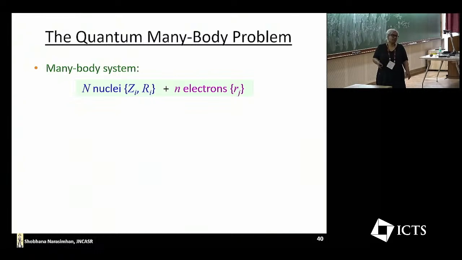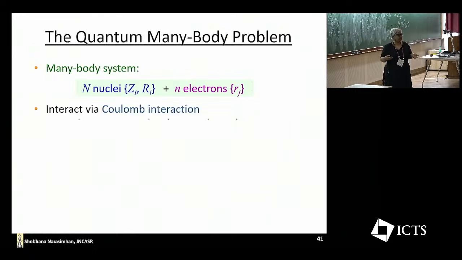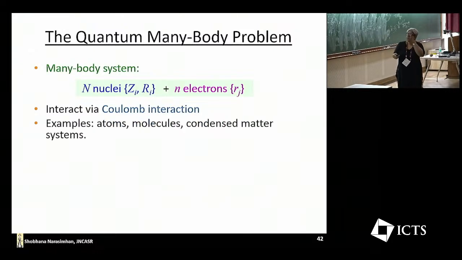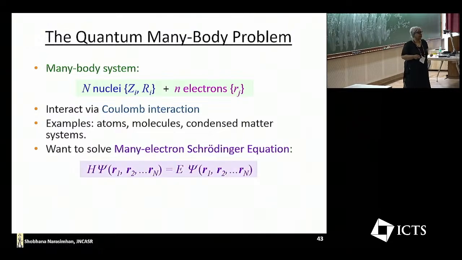Okay, so what is the basic physics problem that we're trying to solve when you're looking at a material? So you have some number of nuclei, which have some atomic numbers and some positions, and you have some number of electrons at some positions, and these interact via the Coulomb interaction. I guess everyone here knows what the Coulomb interaction is. Examples of such systems are atoms, molecules, condensed matter systems. And how many of you here know the Schrödinger equation?